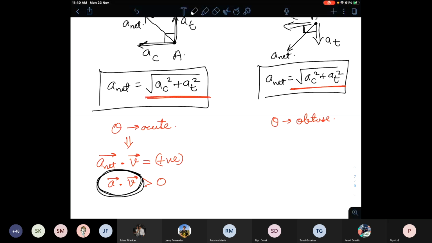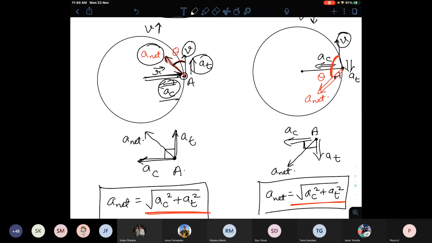You can calculate a dot r vector, no problem. A net dot r will be greater than 0 in this case. Simple, because again you see what the radius vector r is, it is like this. Again the angle between the r vector and a vector, sorry, it will be negative, it will be negative.